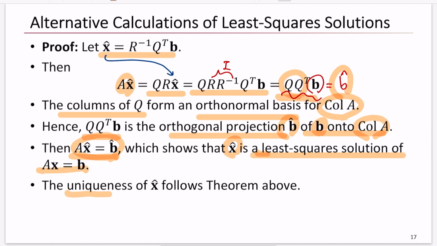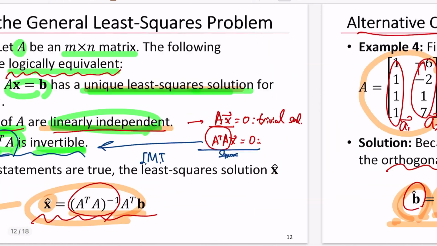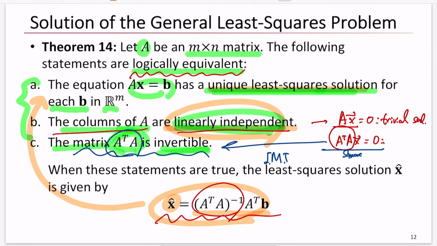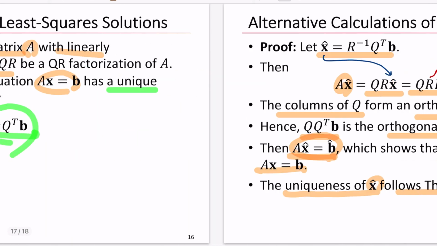So anyway, uniqueness of x hat follows from the theorem we saw earlier, because the columns of matrix A are linearly independent. That's it. So this is the proof.